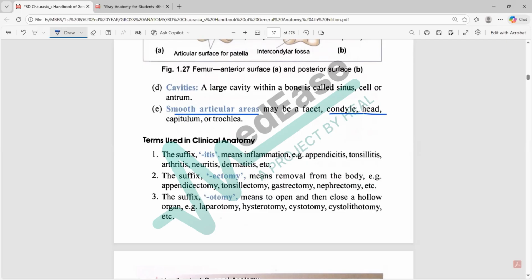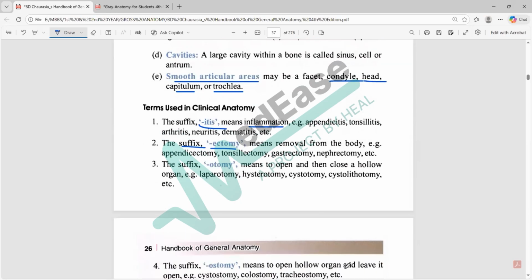Now, the basic terms we will be using for clinical anatomy are as follows. Remember guys, whenever the suffix itis occurs, it means only inflammation. Appendicitis, tonsillitis, arthritis, dermatitis, all mean inflammation. The suffix ectomy means the removal of some organ, like appendectomy, tonsillectomy, gastrectomy, hysterectomy. This mainly means the removal.